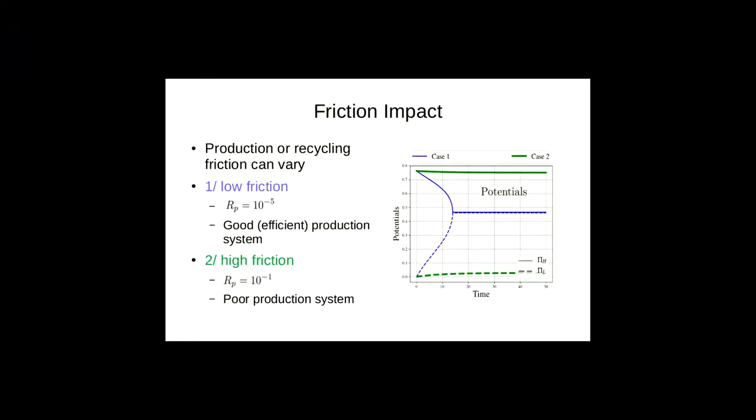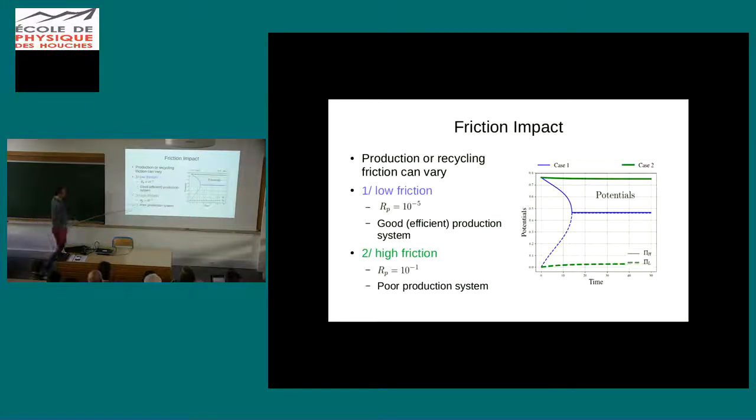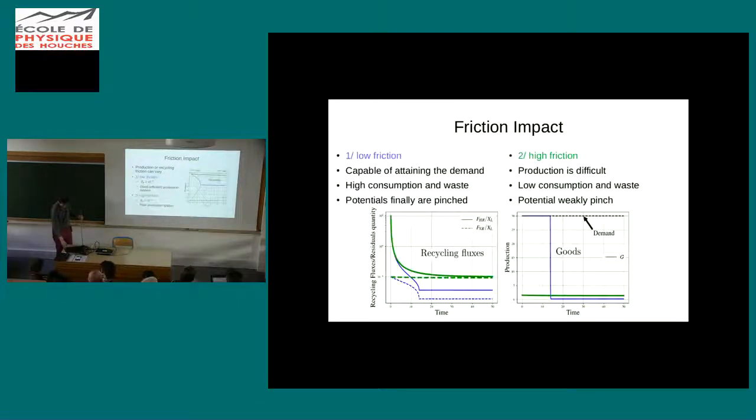What happens if we modify the friction? We have two cases here, low friction and high friction. The exact value is not really important. What is important is that we have four orders of magnitude between the two of them. If we compare the potential evolution over time, what we observe is that if we have a very low friction, then the potential collapses immediately and we cannot produce anything anymore. And if we have a high friction, which means a poor production system, then the difference of potential is conserved and we can still produce.